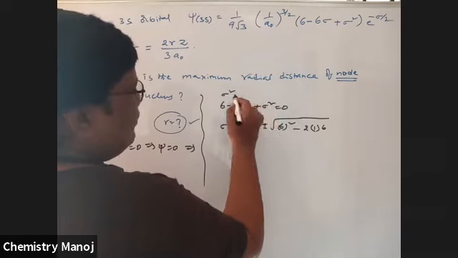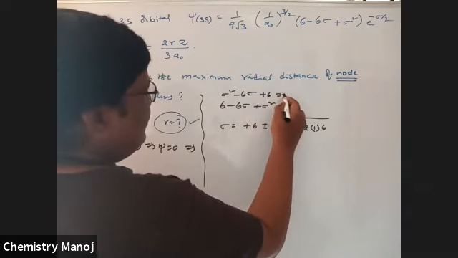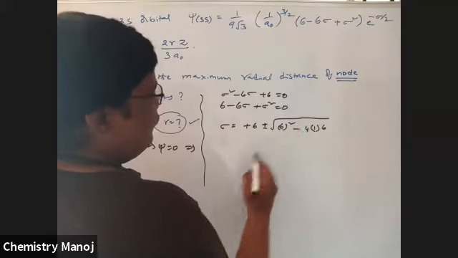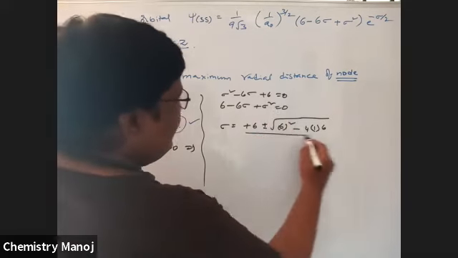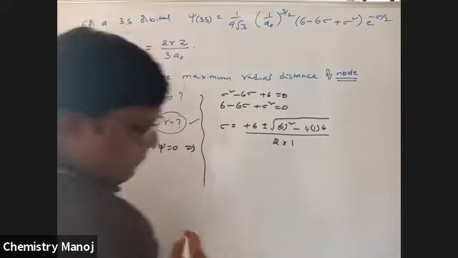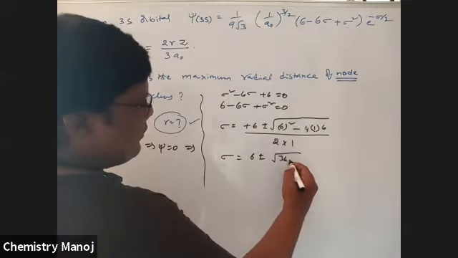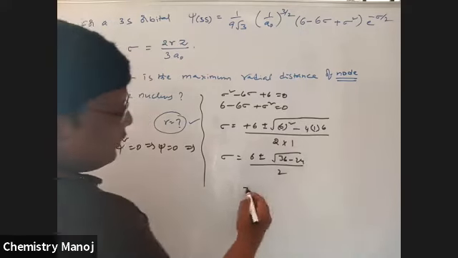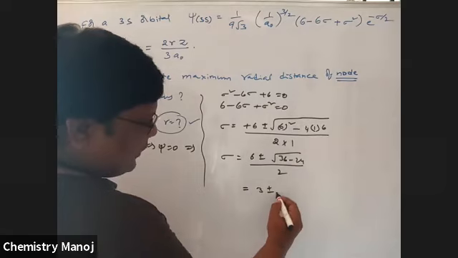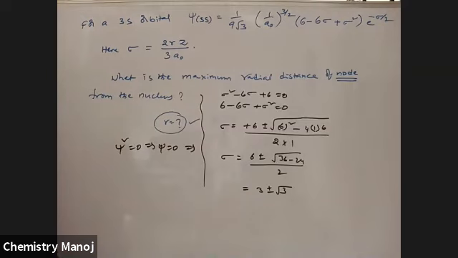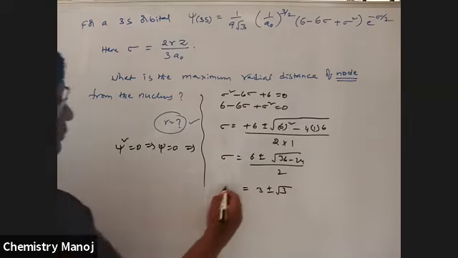It is sigma square minus 6 sigma plus 6 is equal to 0. Using B square minus 4AC over 2A, with 2 into 1, sigma is equal to 6 plus or minus root of 36 minus 24, by 2. That is equal to 3 plus or minus root 3. Finally, this is sigma.